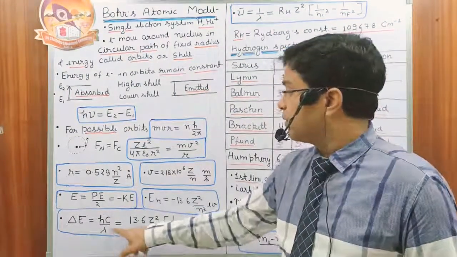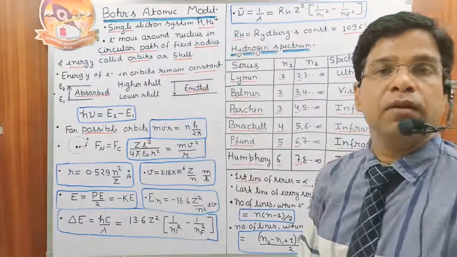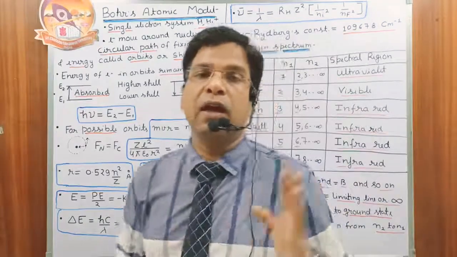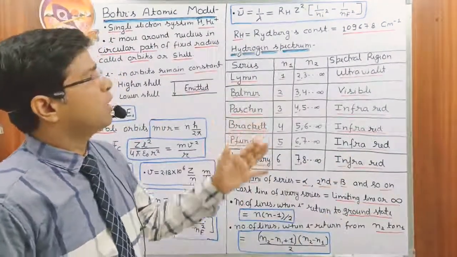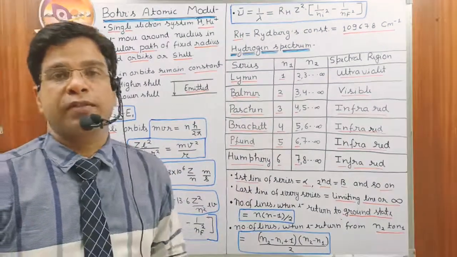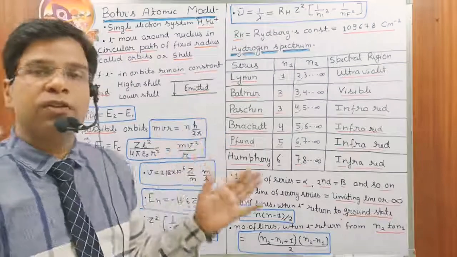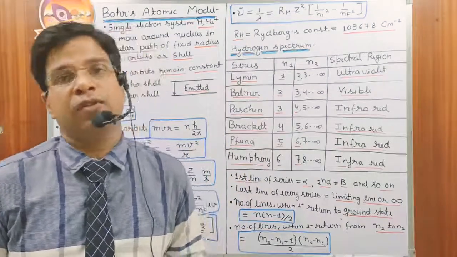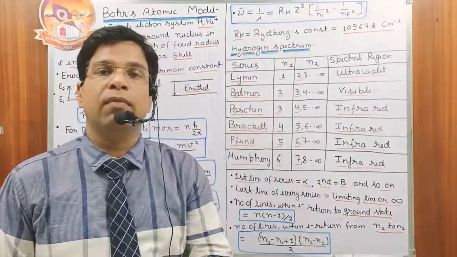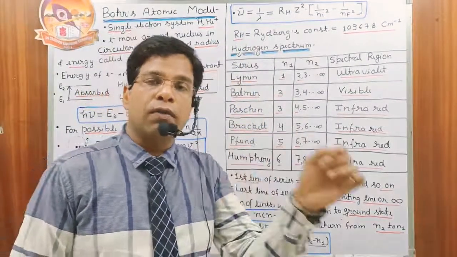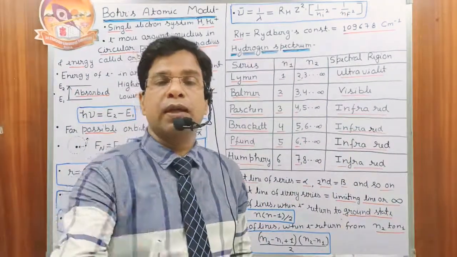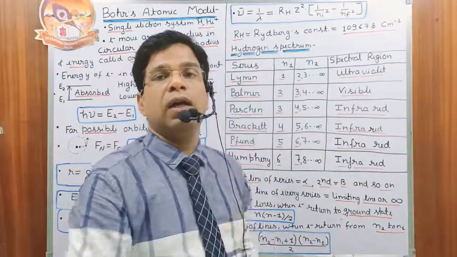If we calculate from here, the wave number nu bar is equal to 1 upon lambda, then we have a new formula, that is RH Z square (1 upon ni square minus 1 upon nf square). This RH is called the Rydberg constant, and the value of the Rydberg constant is 109678 centimeter inverse. This formula provides the wave number or wavelength of the photon which is exactly required to send the electron from ni to nf.